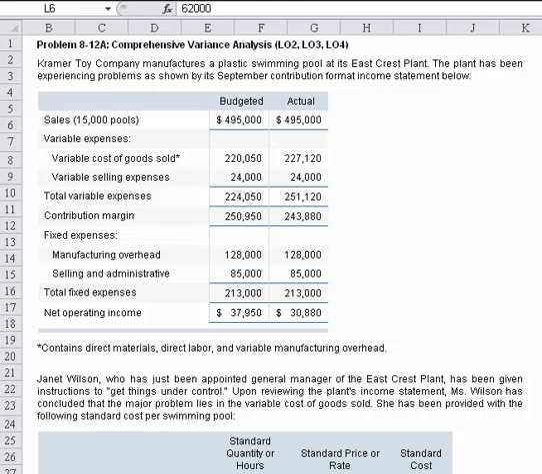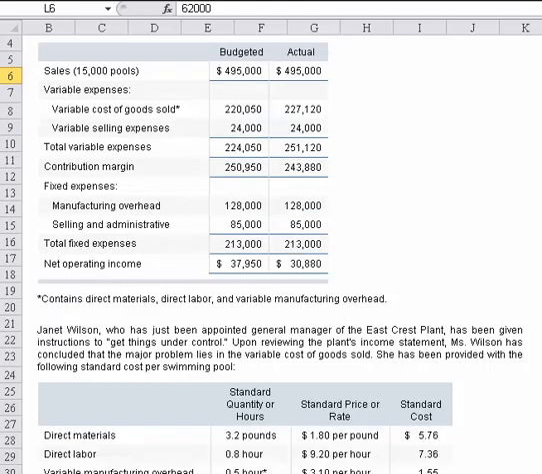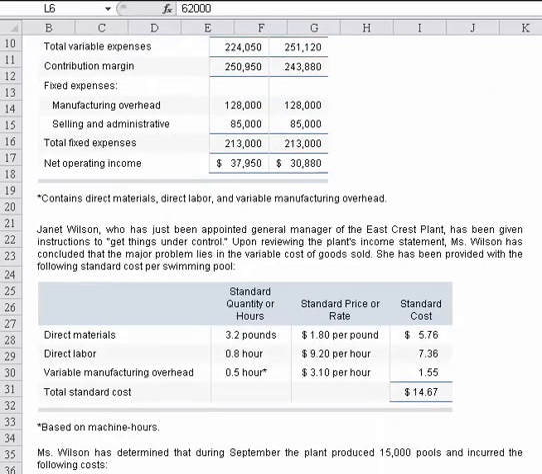Okay, then Janet Wilson, who's been appointed the general manager of the East Coast Crest plant, has been given instructions to get things under control. Upon reviewing the plant's income statement, she concluded that a major problem lies in the variable cost of goods sold, and she was provided with the following standard costs per swimming pool. So let me slide this up so we can take a look at that now.